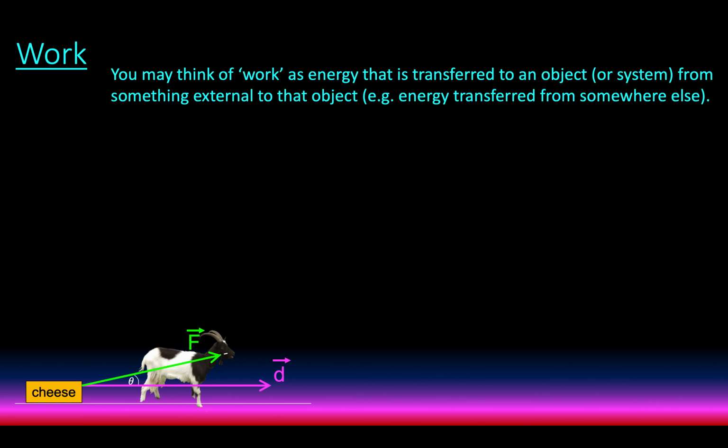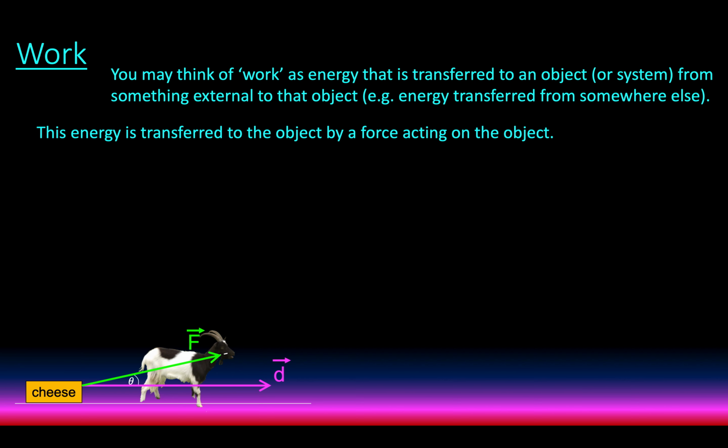I said before that you could think of work as the energy that is given to an object from somewhere else. This energy is transferred to the object by a force acting on that object. So in this scenario, the goat does work on the cheese by pulling on it. The goat transfers energy to the cheese by pulling on it. So I'm talking about what the cheese is doing, and external to the cheese is the goat and the force with which the goat pulls on the cheese. In a way, I could think of energy as a noun and work as a verb. Energy is what is given to the cheese, and energy is given to the cheese by the act of the goat pulling on the cheese.